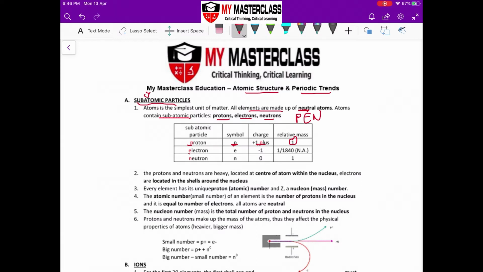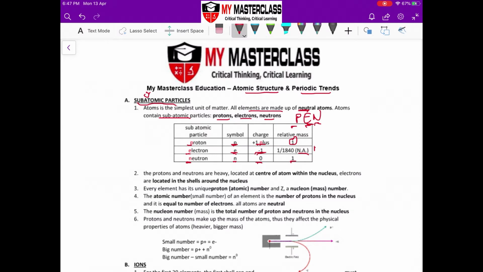Electrons, symbol E, are the opposite of your protons. E is the opposite of your P. So electrons have a negative charge of -1, and a mass of 1/1840, which is negligible. Very, very small. Next one, the N, comes from the word neutral. Neutron, symbol N, since it's neutral, has no charge, 0, and has a mass of 1.